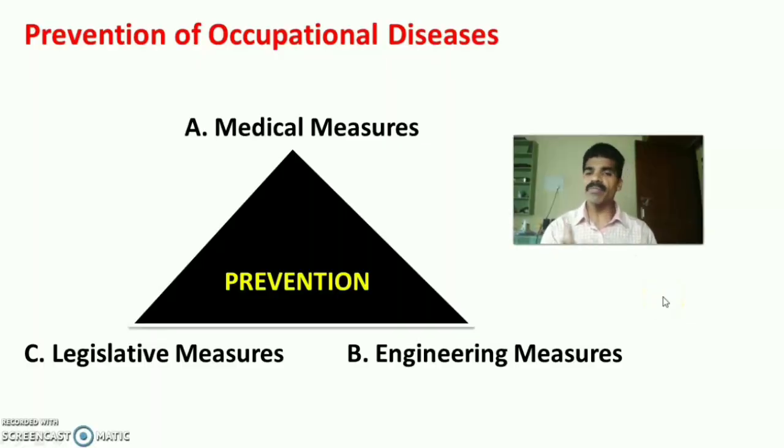There are mainly 3 measures to prevent the occupational diseases: medical measures, engineering measures and legislative measures. Let us discuss in detail each measure. First one is medical measures.